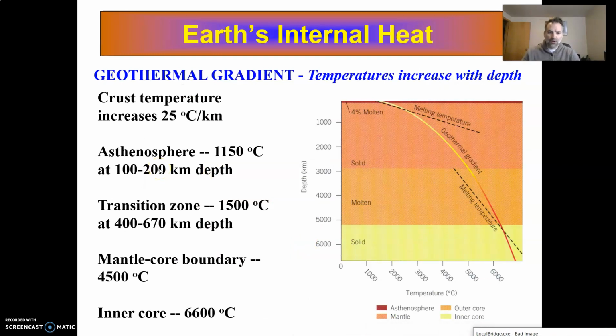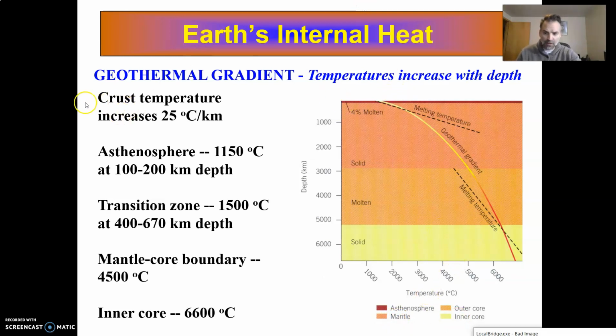So the Earth's internal heat. Here's a curve again, showing depth versus temperature, with different colors. Here you have red, which represents the asthenosphere. You have the outer core, represented in orange, the mantle in this other lighter orange color, and the inner core, which is yellow.